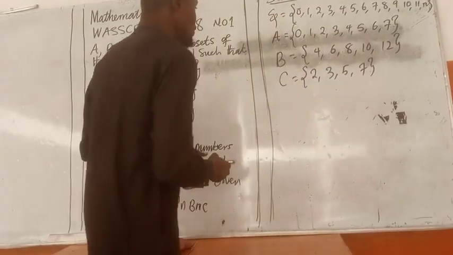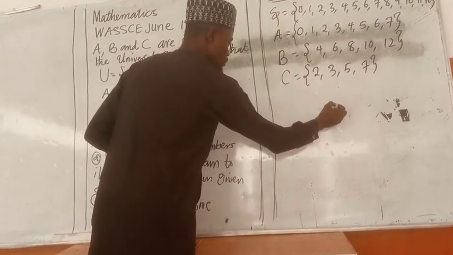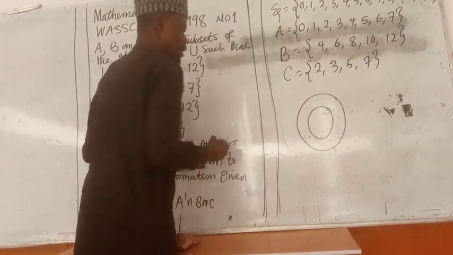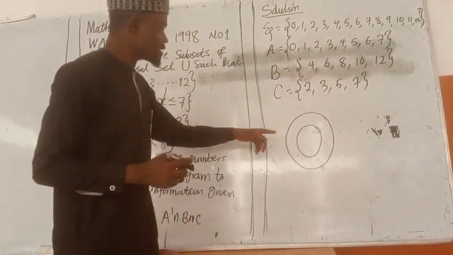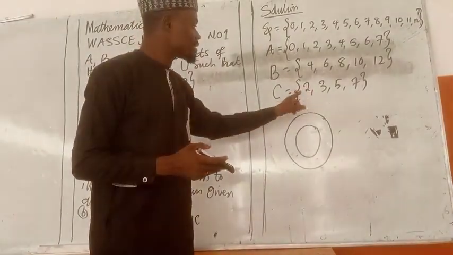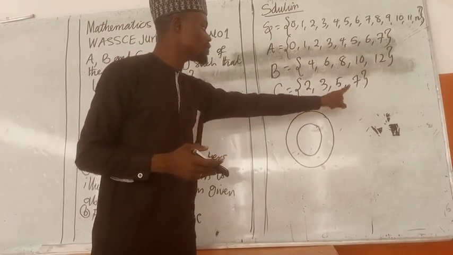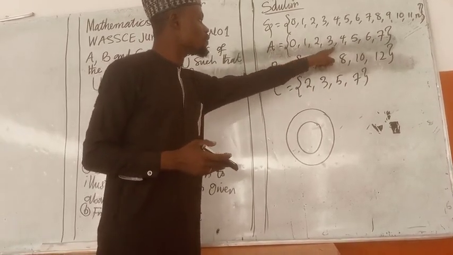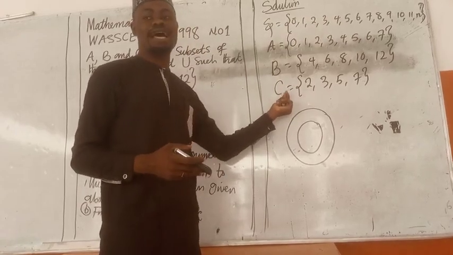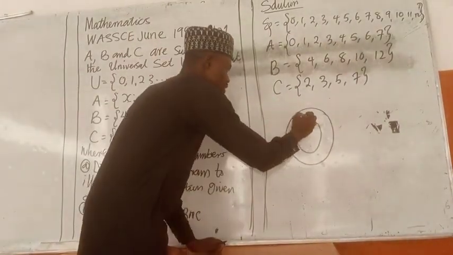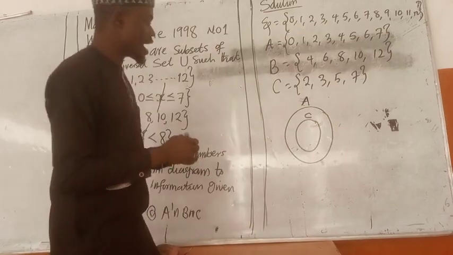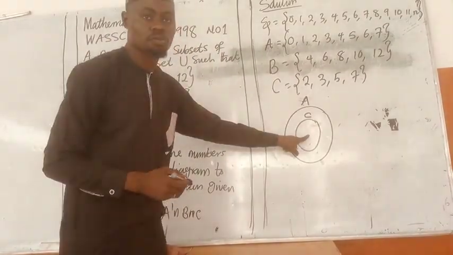So now what I'm going to do is draw a circle, then draw another one inside. Now let's check. Between set A and C, which one has the least members? Set C has only 4 members: 1, 2, 3, 4. But set A has 2, 4, 6, 8 members. Since set C is contained in A, I'll start with the one that has the least members. So this one is C, this one is A, because set A has the big circle here, while set C has a small circle.